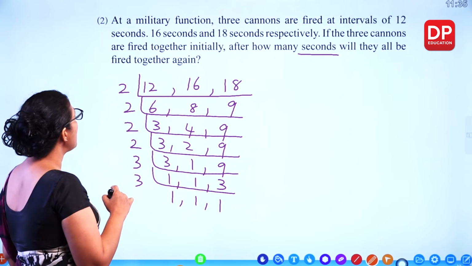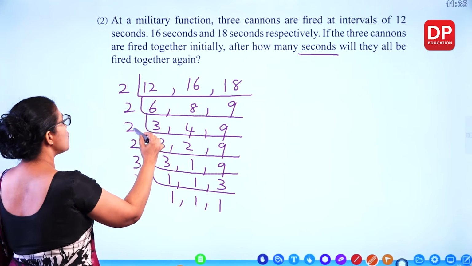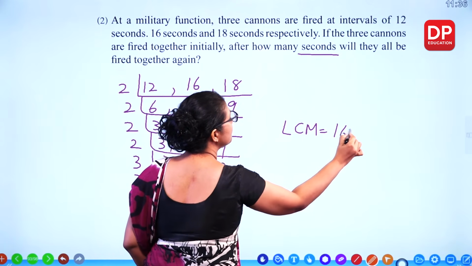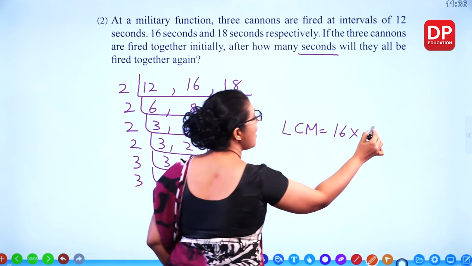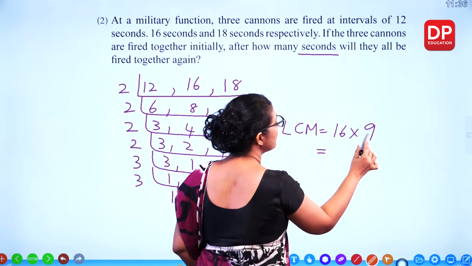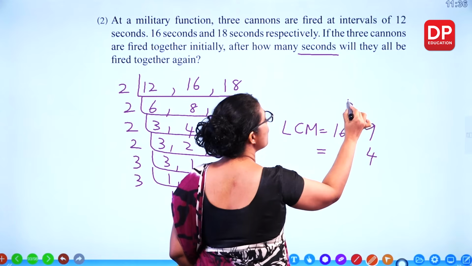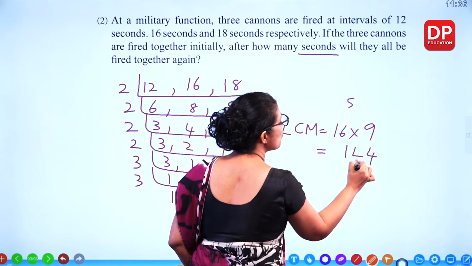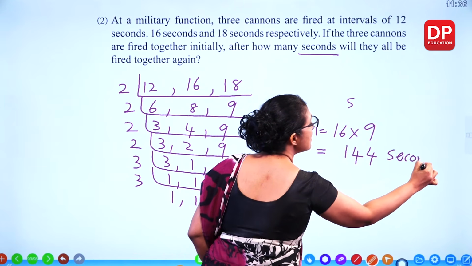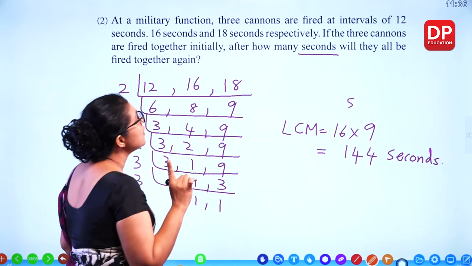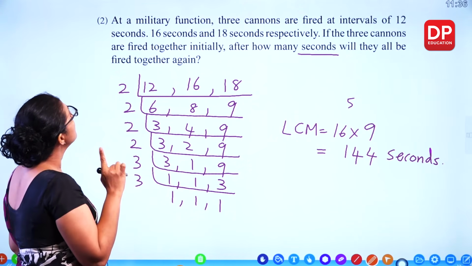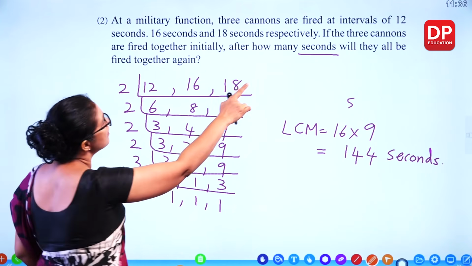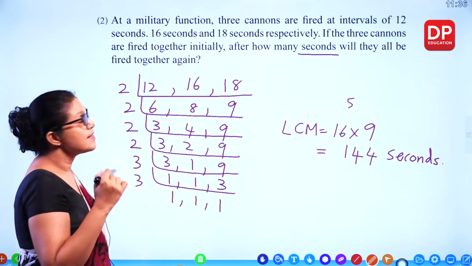So what's the lowest common multiple? 2 times 2, 4. 4 times 2, 8. 8 times 2, 16. And 3 times 3, 9. 9 times 16: 9 times 6, 54. 5 remaining. 9 times 1, 9, plus 5, that's 14. So after 144 seconds, again you can see the 3 cannons at the same time.